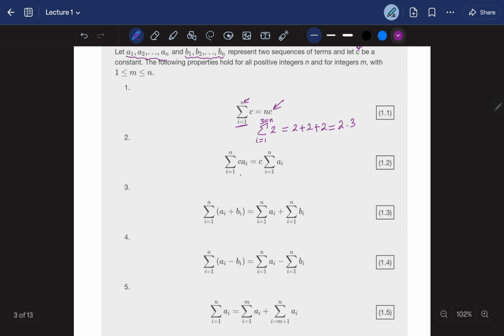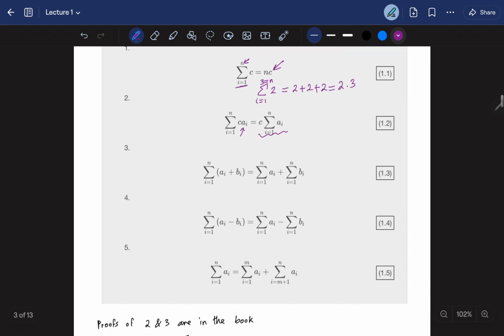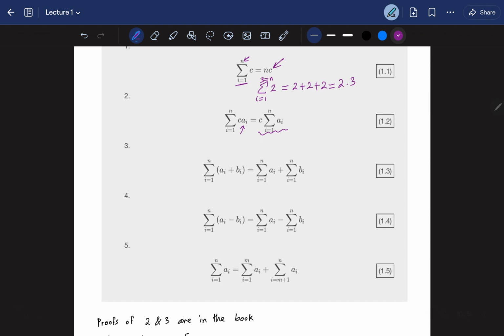Similarly, if I have a C times certain terms, I can just take the C out, evaluate the summation of the terms by itself, and then multiply by C. Now, if we have a sum inside of my summation, I can just distribute it. If I have a subtraction, I can also distribute it.